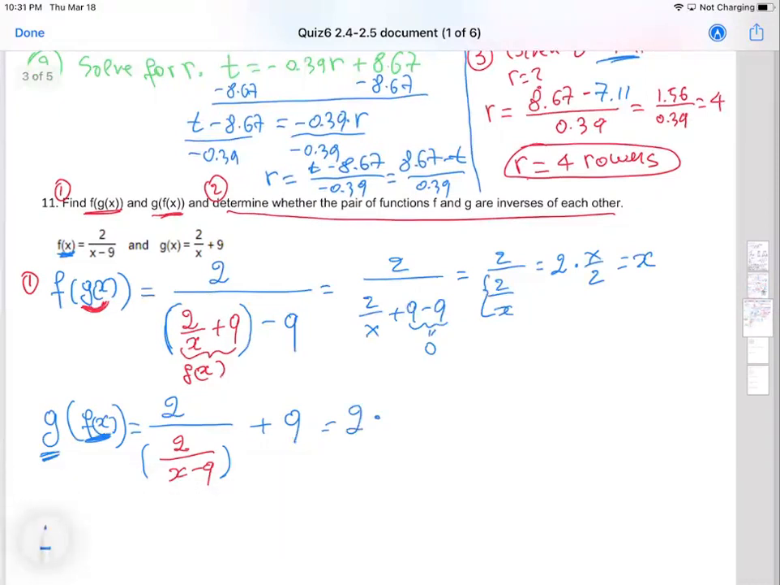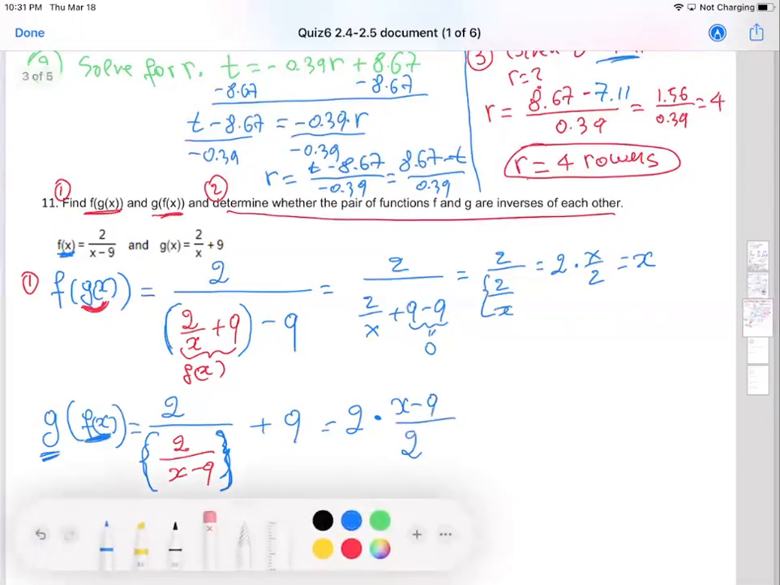Two times, this is a fraction, and the denominator is a fraction, so we convert that into multiplication. So 2 times the reciprocal of the denominator, which is 2 over x minus 9. The reciprocal of it is x minus 9 over 2.